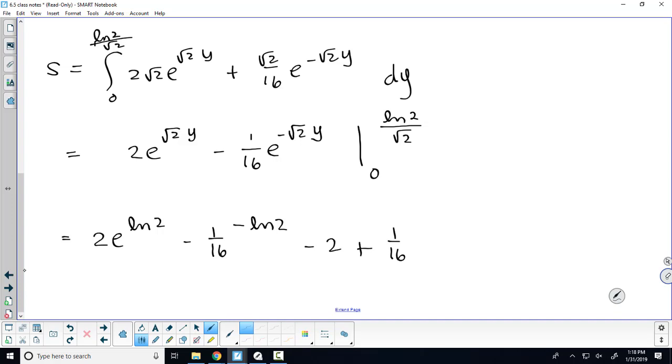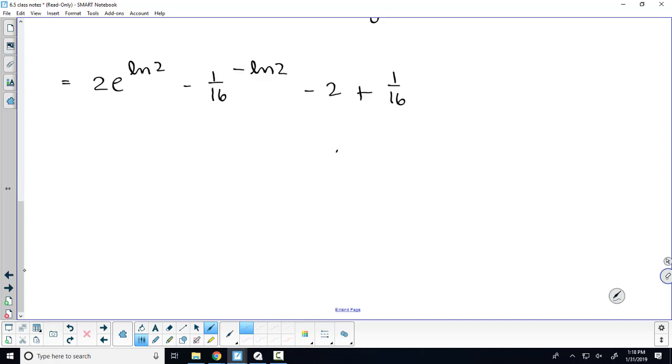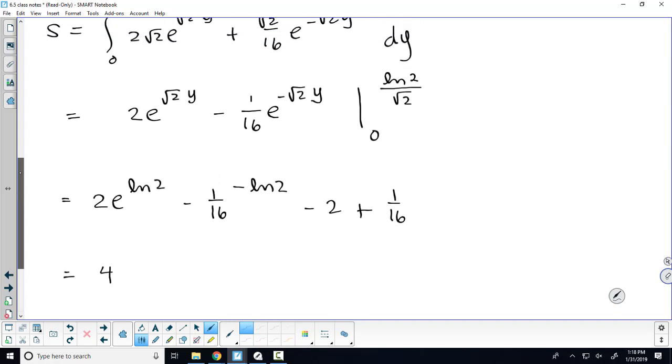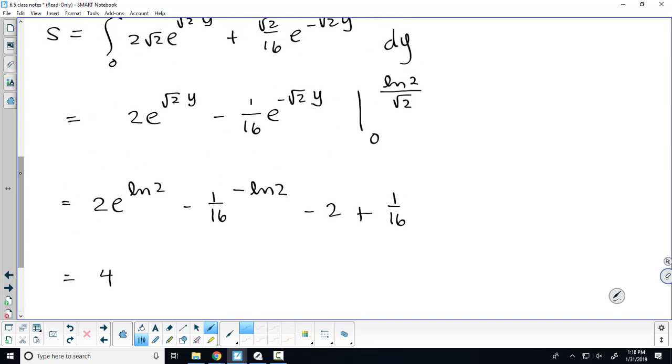And then we have to remember some laws of exponents with logarithms. So e as the base, ln as the exponent, those will undo each other. They're inverses of each other. So here we'll get 2 times 2, which is 4. Oh, did I write everything down with that 1/16? There should be an e here. Sorry, I forgot the e. This should be minus 1/16 e to the negative ln of 2.